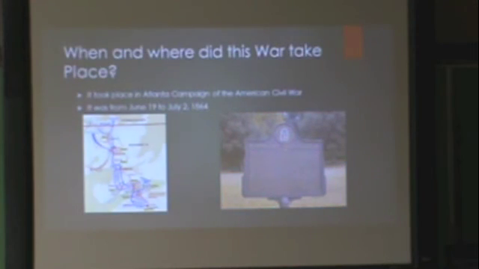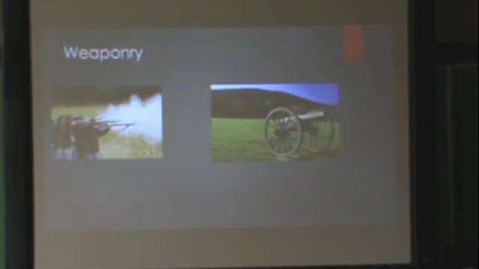When and where did this war take place? From June 19 to July 2nd, 1864. They fought in the Atlanta campaign of the American Civil War. Nowadays, this is called the Kennesaw Mountain Battlefield Park, and then a picture, and that's a map. This is sort of the weapons that they used.